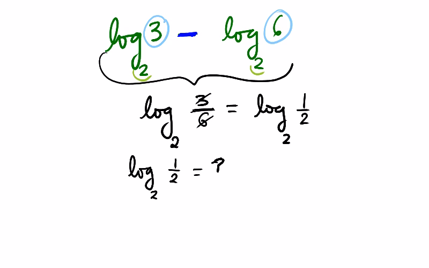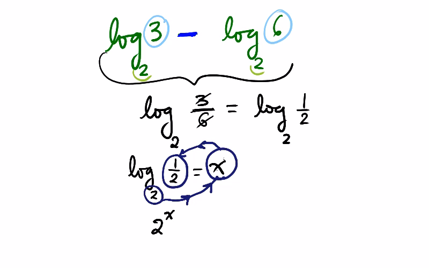So let's remove that question mark and replace it with x, just to be able to apply the definition. So how do we apply the definition? Well, we know that the answer to this log is the same as the exponent for this little 2 here. 2 to the power of x, so 2 to the power of what, will give us 1/2. So let's rewrite that in exponential or power form.